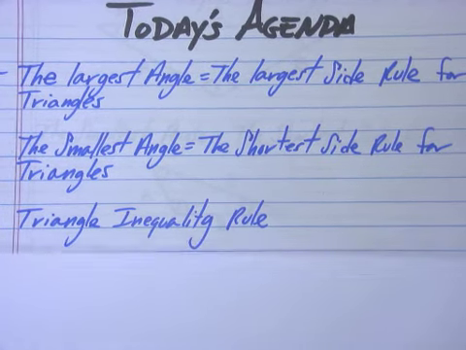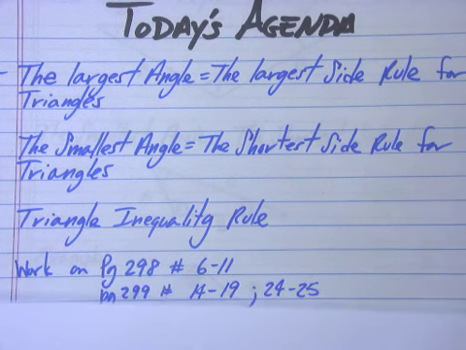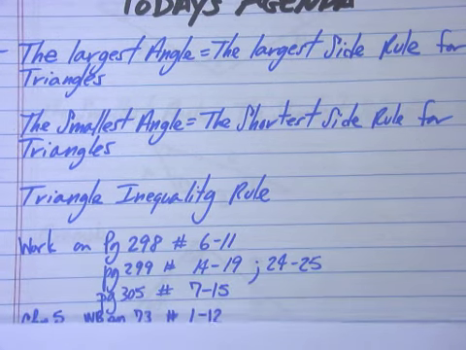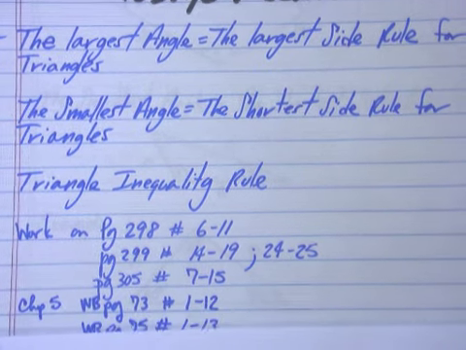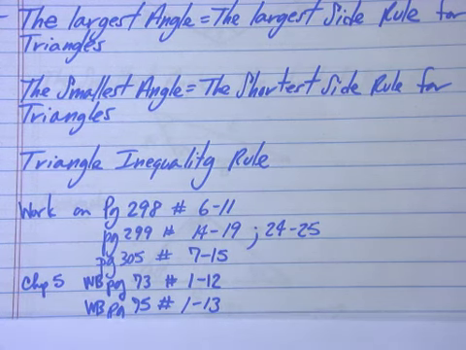After we've reviewed these rules, we're going to start working on page 298, numbers 6 through 11, page 299, questions 14 through 19, and then 24 and 25, page 305, questions 7 through 15, and then we're going to do a couple more exercises on page 73, 1 through 12, and page 75, 1 through 13.